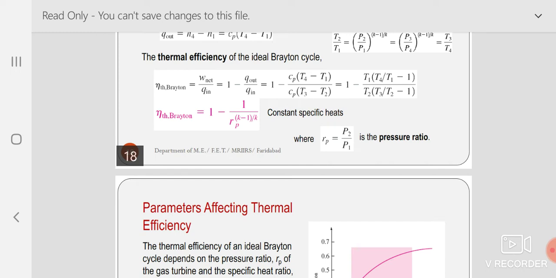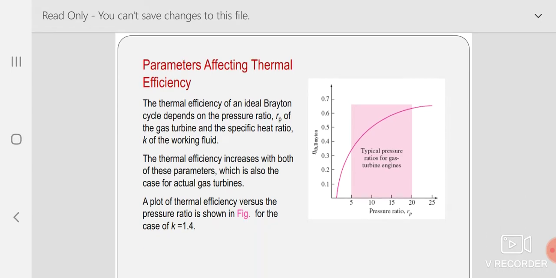Got the point, na? Rp is the denominator, 1 is the numerator. If Rp increases, 1 by Rp decreases. 1 by Rp decreases means 1 minus 1 by Rp increases. That means Brayton cycle thermal efficiency increases. That means, we come back to this point again. If the pressure ratio P2 by P1 is increased, as a result, the thermal efficiency of the Brayton cycle also increases.